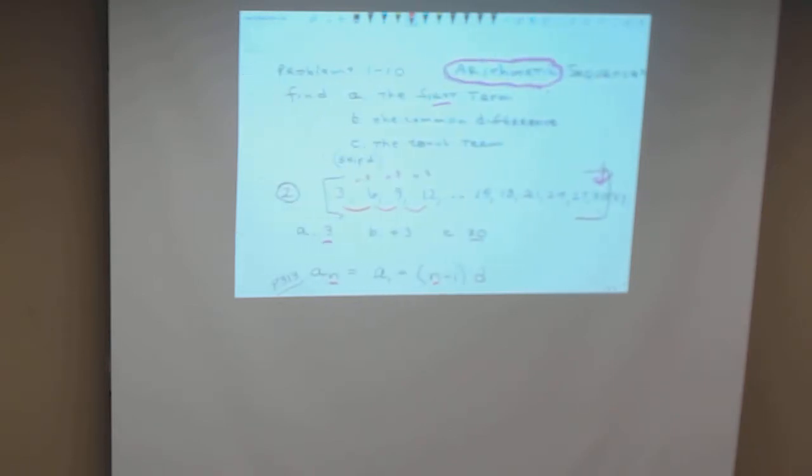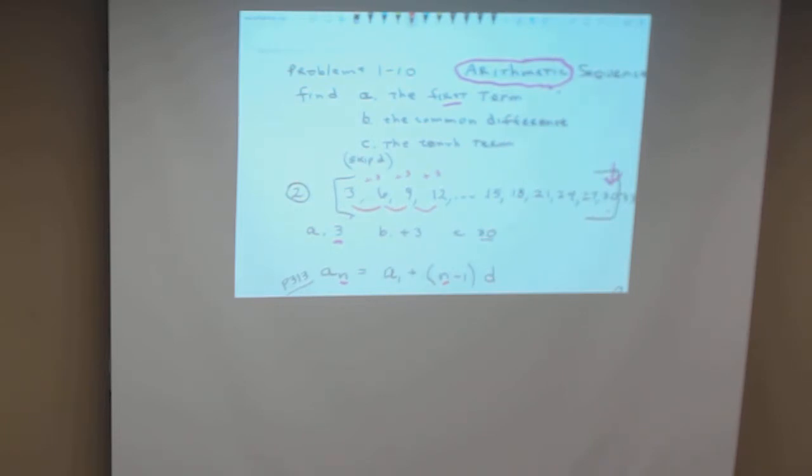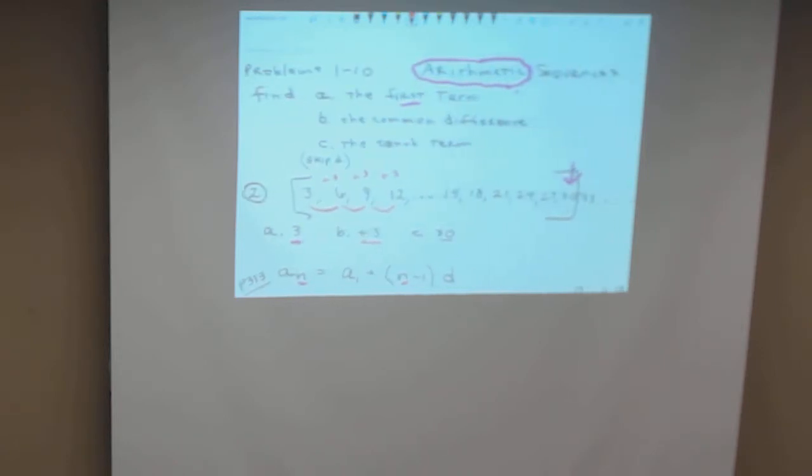A is the first term. So what's the first term in this sequence? 3. You follow that? B is the common difference, the difference between the first term and the second term. And that happens to be plus 3, doesn't it? And then C is the 10th term. So I just go 1, 2, 3, 4, 5, 6, 7, 8, 9, 10. So the 10th term is 30. Wasn't that easy?